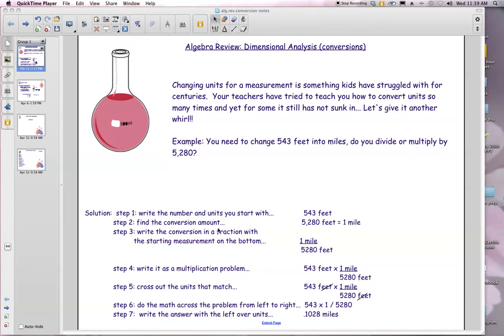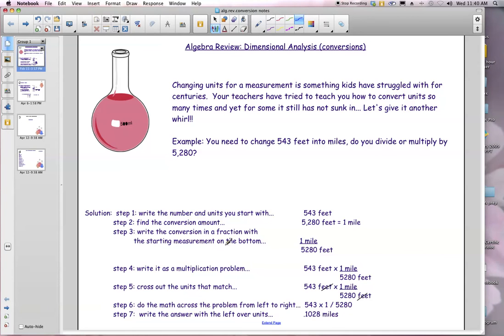Then you write the conversion, this is the key part, you write the conversion as a fraction with your starting measurement on the bottom. So since we're starting with feet, feet has to go on the bottom of the fraction. In theory, you can write conversions either way, but we need it so that we can cross out the parts that we don't want anymore. So you have to do the starting measurement on the bottom.